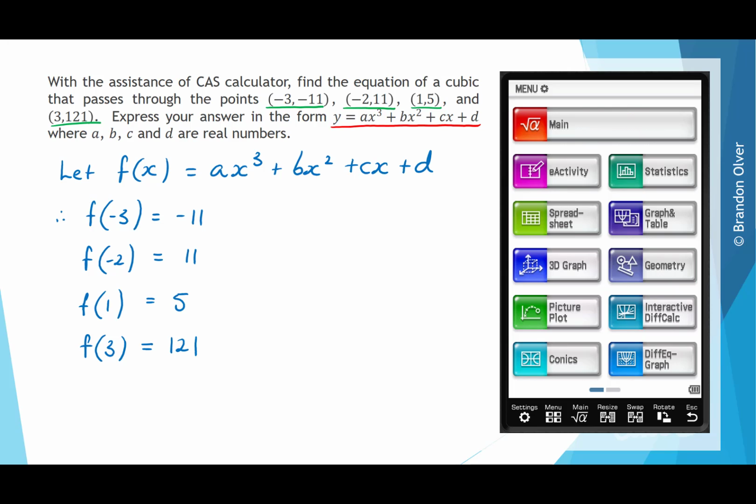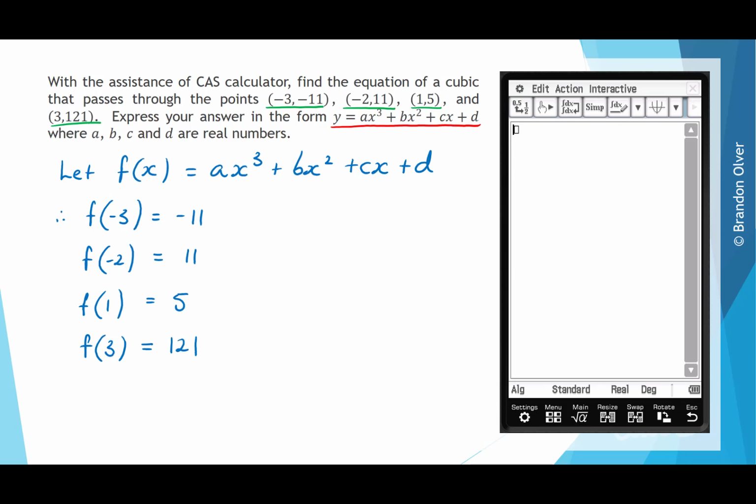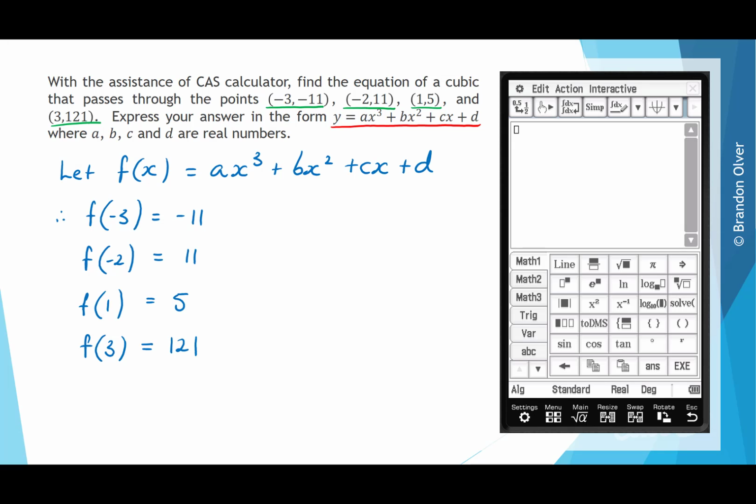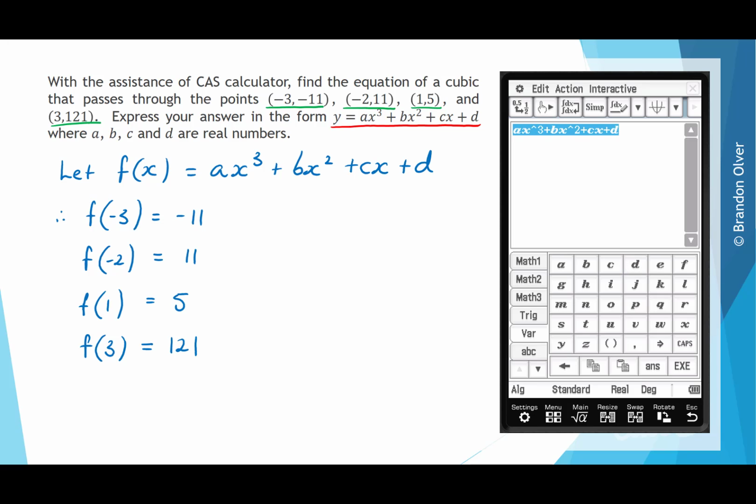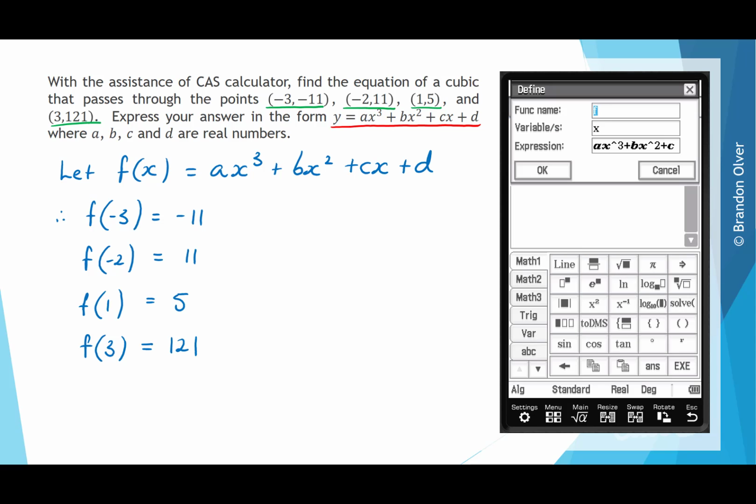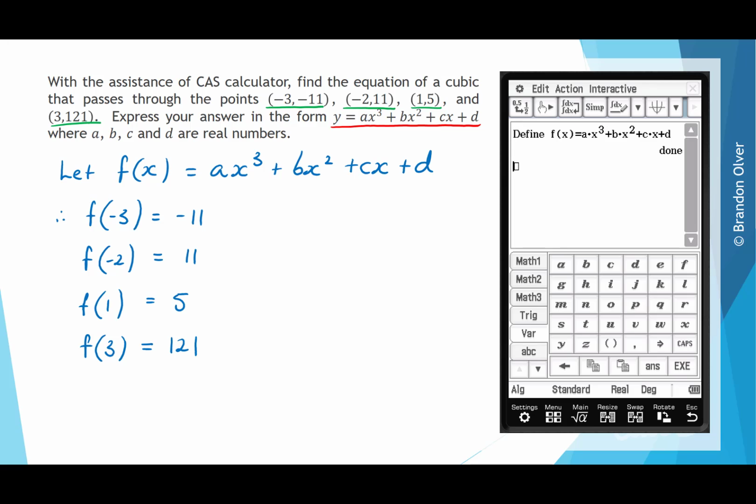On the CAS calculator, go into the main menu. Next, what we want to do is define the general equation of our cubic. So we can go into the keyboard and go variables. We can go ax to the power of 3 plus bx to the power of 2 plus cx plus d. We can highlight that and go interactive, define as f of x.